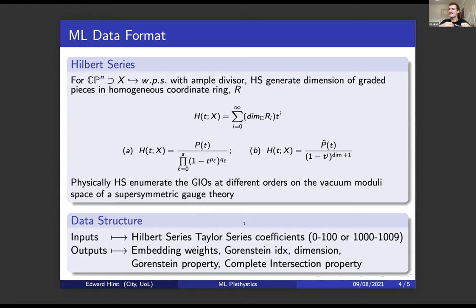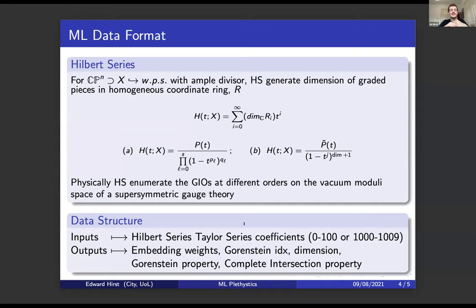And just to give a bit of further physical motivation for Hilbert series, they tend to be used physically in gauge theories because they enumerate the gauge invariant operators at different orders. They tell you information about the generators and the relations between those generators on your vacuum moduli space in some theory. So just to reiterate before I move on to the results, what were the input and output structures?